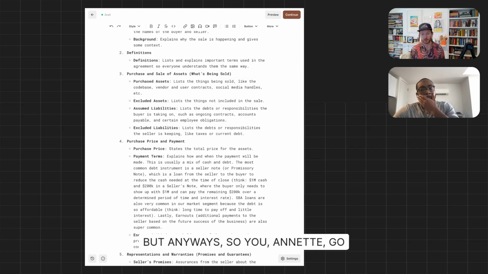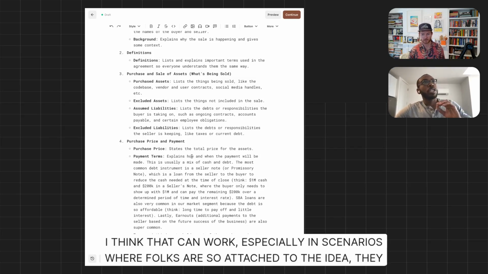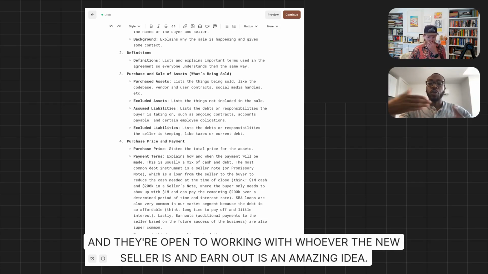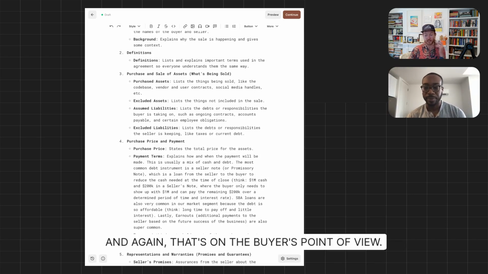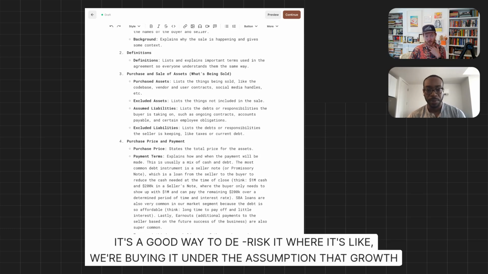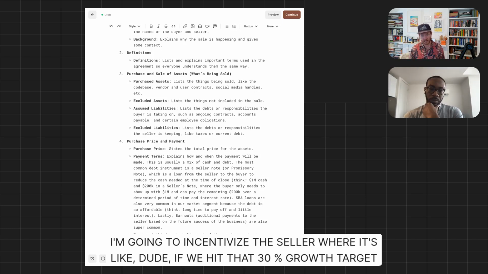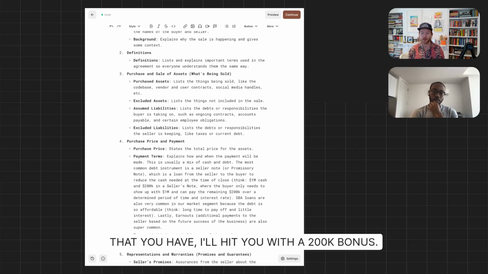But anyway, I think that can work, especially in scenarios where folks are so attached to the idea. They see the company as their baby and they don't want to be fully removed from it, and they're open to working with whoever the new owner is. An earnout is an amazing idea. And again, from the buyer's point of view, it's a good way to de-risk it. We're buying it under the assumption that growth is going to continue in this direction. To give us assurances, I'm going to incentivize the seller: if we hit that 30% growth target that you have, I'll hit you with a $200K bonus.